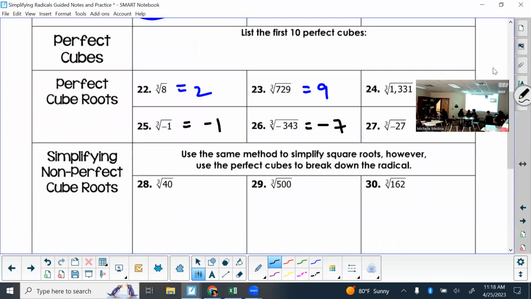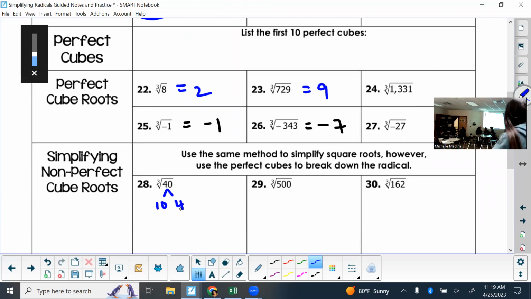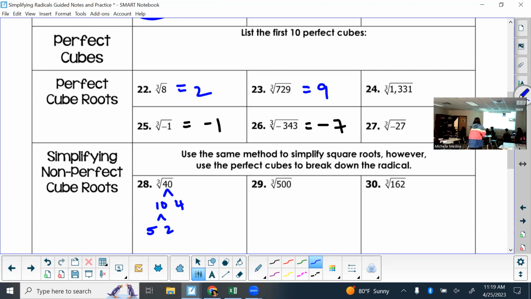Okay. So then if it's a non-perfect cube root, like these numbers down here, you can't cube any number to get those. You still need to simplify them, and you do it the same way. Again, it's just now we're going to look for triples. So what's a pair of numbers that multiplies to 40? 10 and 4. Are they both prime? No, they both can be broken down further. So what multiplies to 10? Are those both prime? Yes, so we're good there. What does 4 break into?